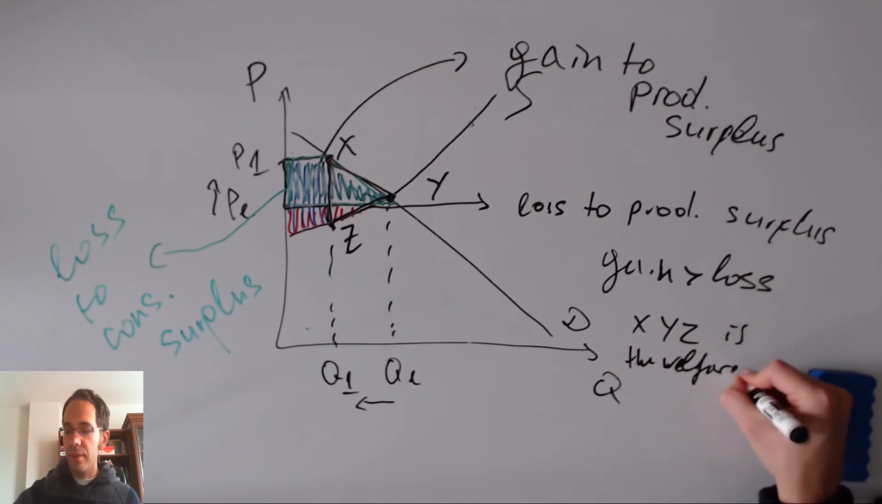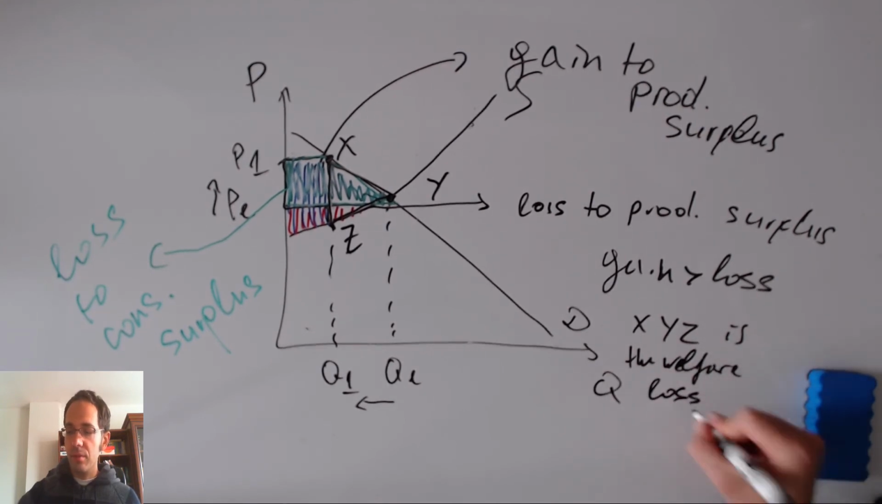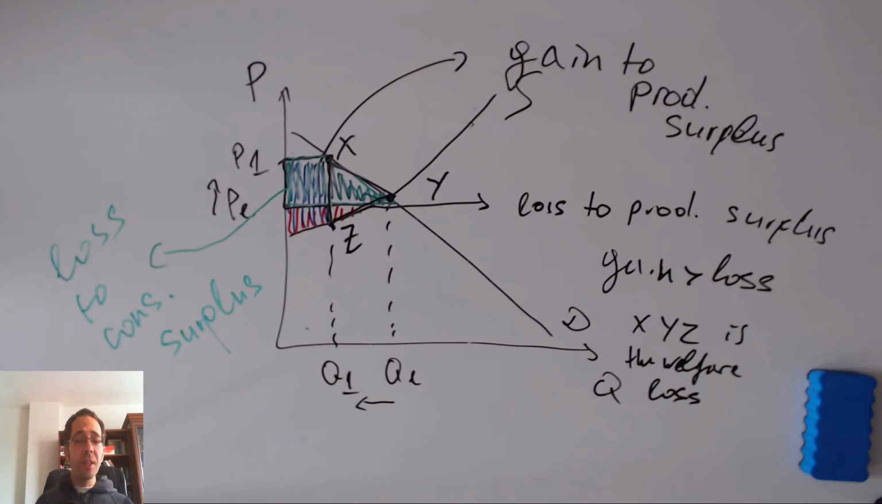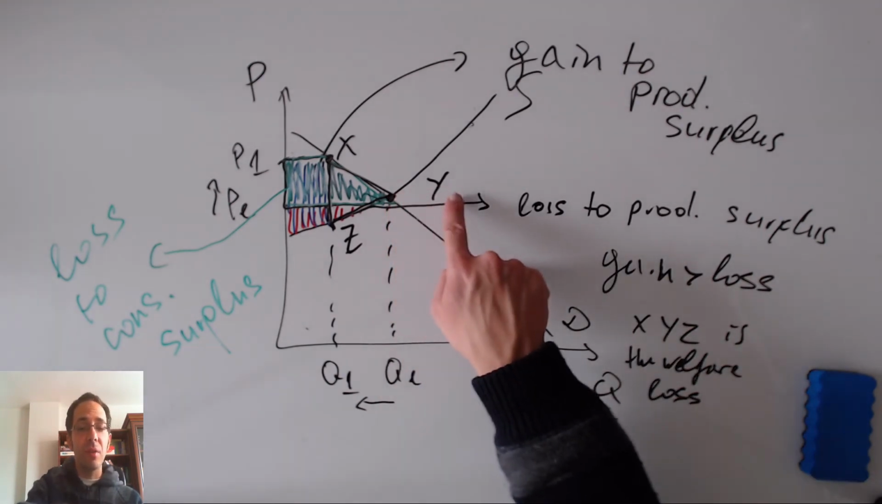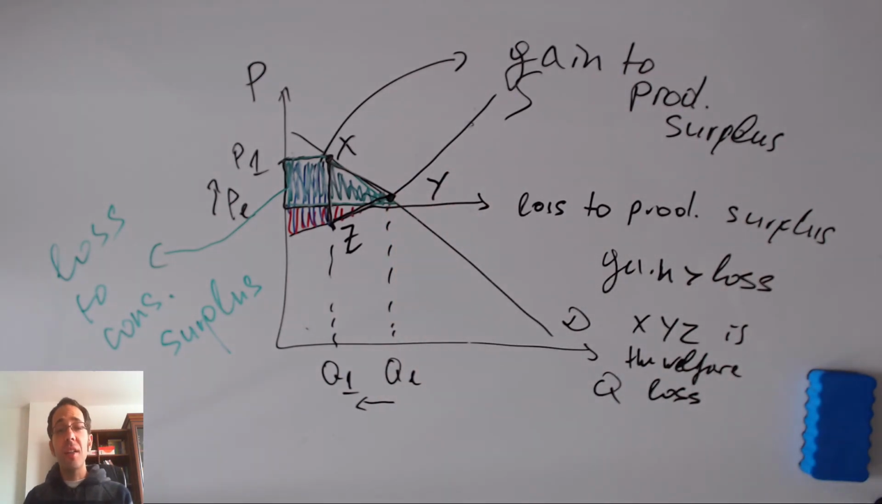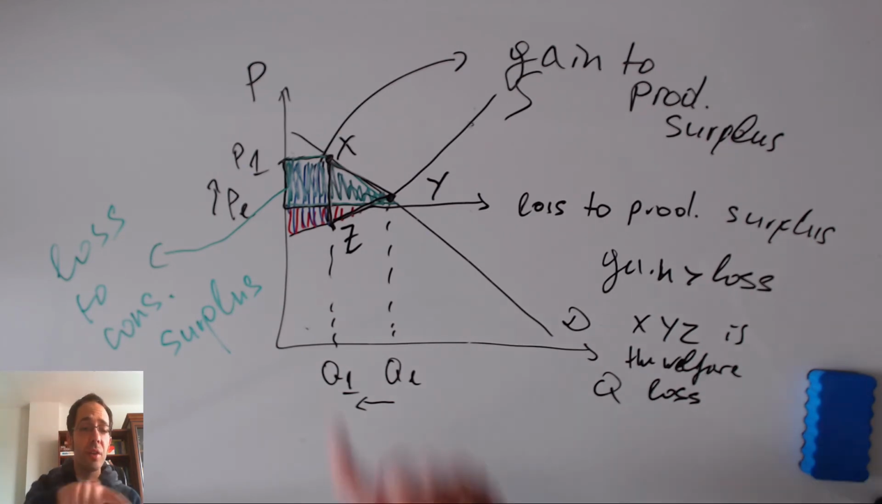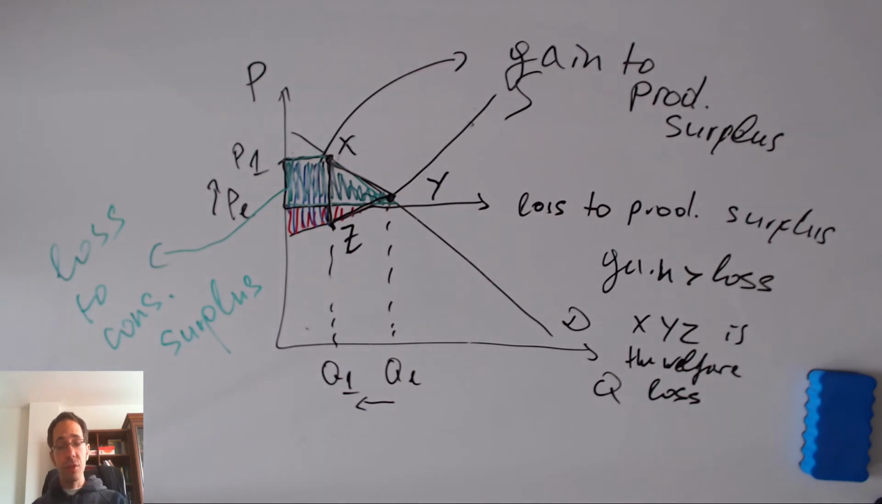So XYZ is the welfare loss, and thus society is worse off than it used to be. At the equilibrium point, this point Y, society was definitely better off than at point X. So this would be a clear indication when the firms are benefiting, the consumers are worse off, and society as a whole is worse off.